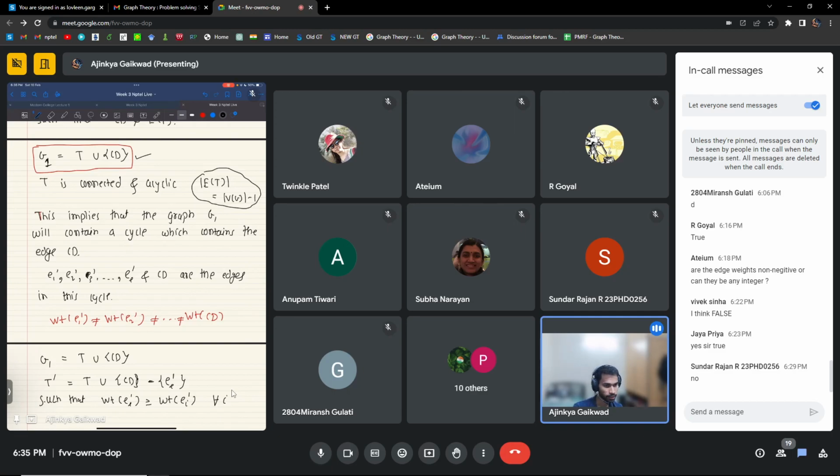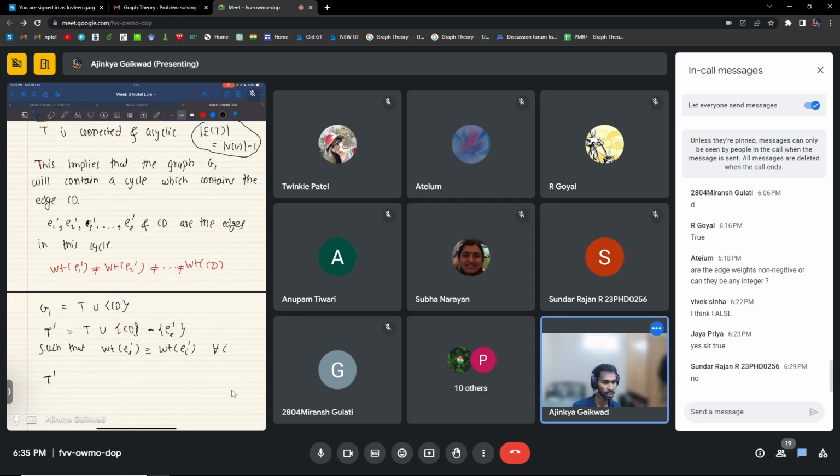Now in this cycle, CD is the edge with minimum weight. Similarly, there will be an edge with maximum weight, right? Because all edge weights are distinct, there will be some maximum. So for now, let's assume it is EL prime. EL prime is the edge with maximum weight in this cycle. Then I'll construct another tree T prime. What it does is it takes T, it adds CD, and it removes EL prime, right?